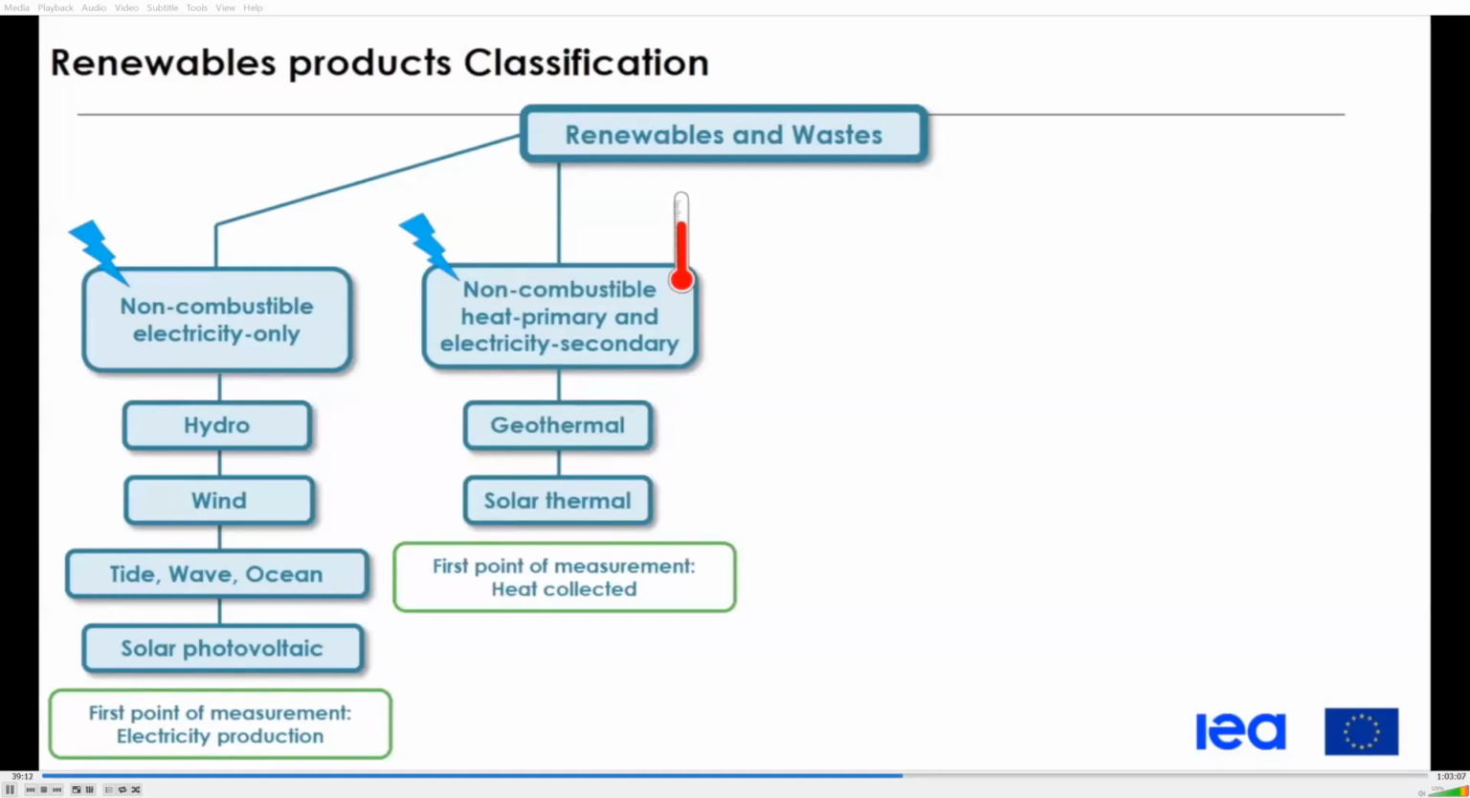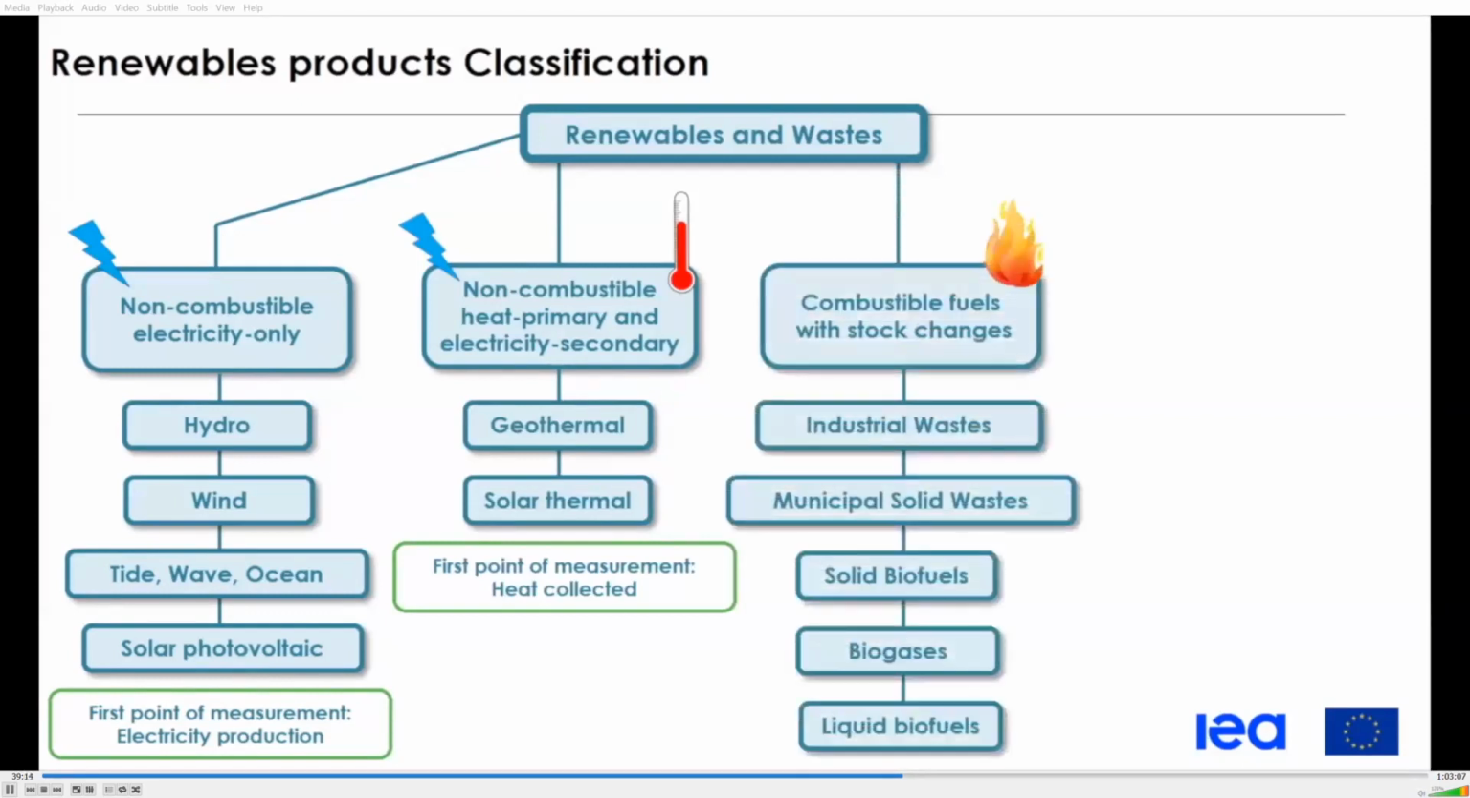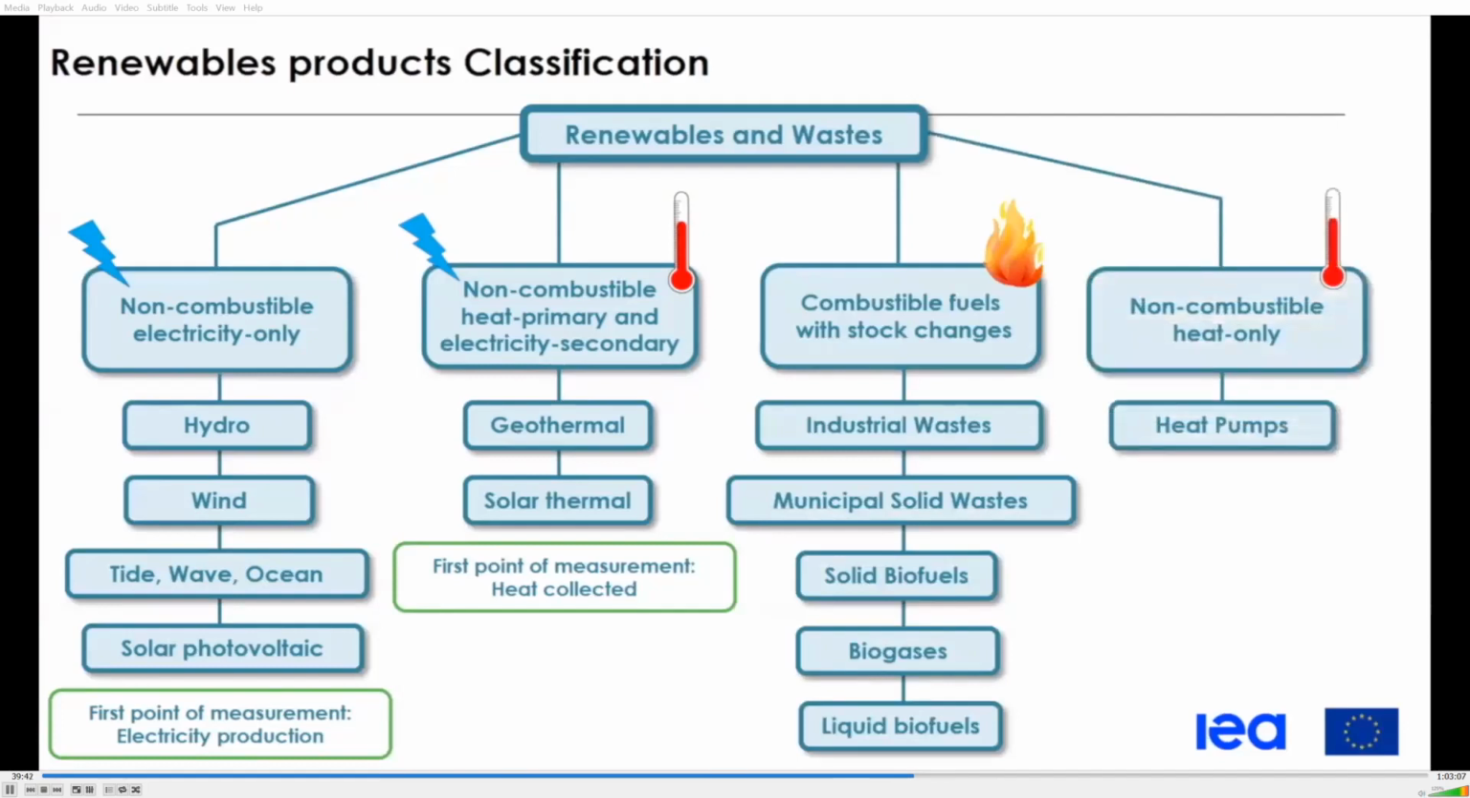The third part will be the combustible fuels, which can be stored or traded. Those are industrial waste, municipal waste, solid biofuel, biogases, and liquid biofuels. They are treated such as, in the case of fossil fuel, let's say coal, for example, or oil products, with their quantities, their mass, being used as a unit of measurement. And lastly, there is a non-combustible heat-only group which contains only heat pumps.